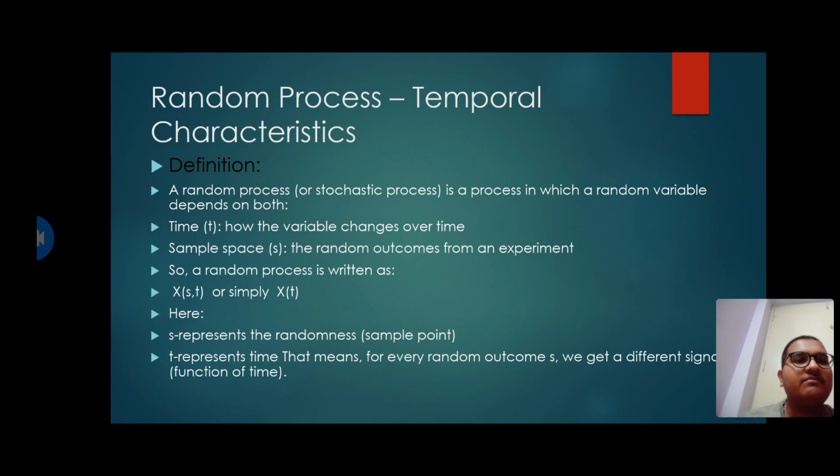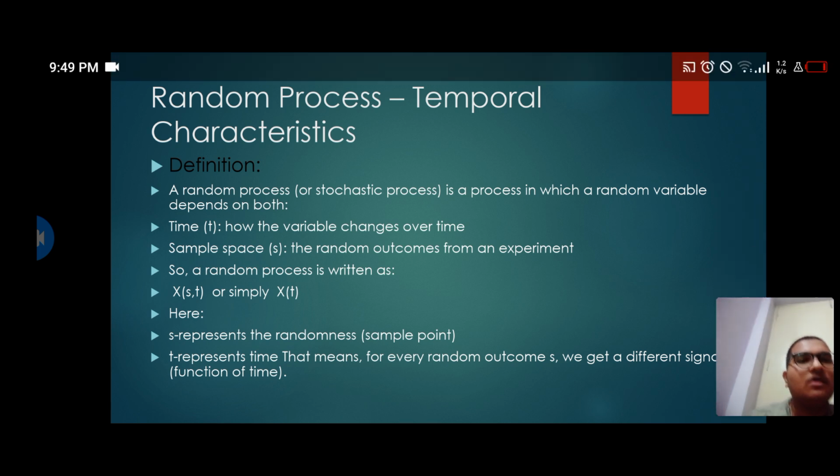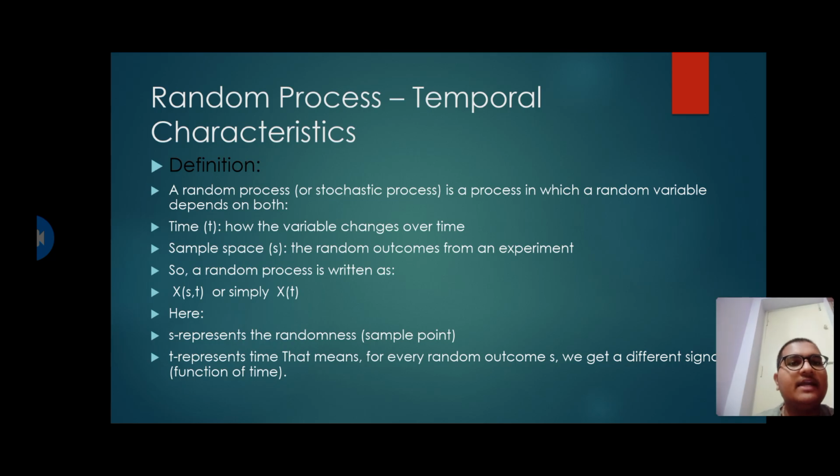That means for every random outcome we get a different signal as a function of time. For every value of time, the random outcome s changes, and we get different signals at different time intervals. As time changes, the signal also changes, as we have discussed previously.